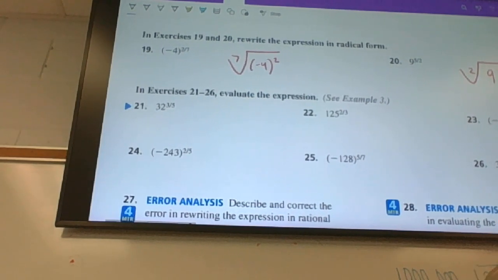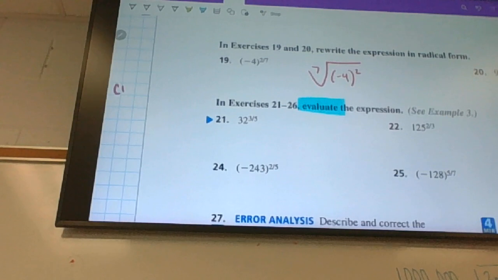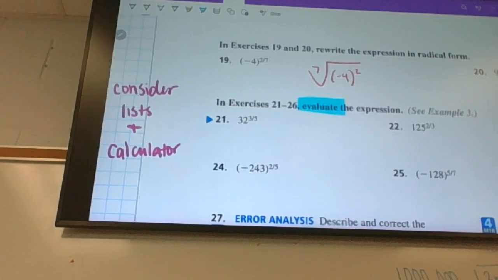All right, the directions here say evaluate. That means work it out. The advice is to consider both calculators and lists. Actually, your calculator will do all of these if you know how to use the buttons right. I see a lot of confused faces, so I'm going to put the powers of five back on the board. 2 to the 5th is 32. We wrote that list down. This is page 502.